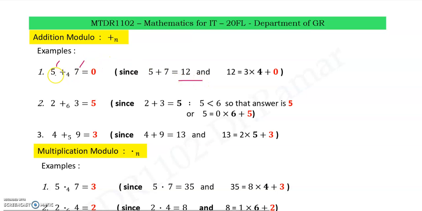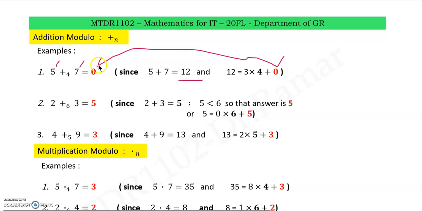Okay, here what is given? 5 addition modulo 4 7. First you have to add, that's why I am doing 5 plus 7, 12. Then you have to do this modulo 4. Modulo 4 means what? You write this 12 as 12 is equal to 3 multiplied by 4 plus 0, because 4 divides 12 exactly. So what is the remainder? 0. Whatever you get as the remainder, you write it here. That is your answer.